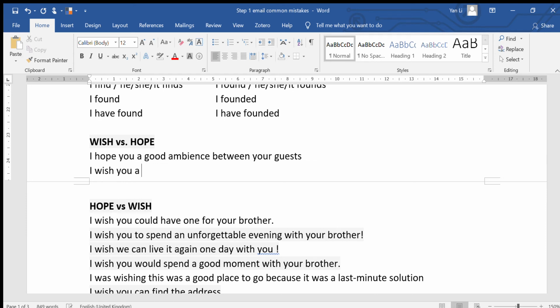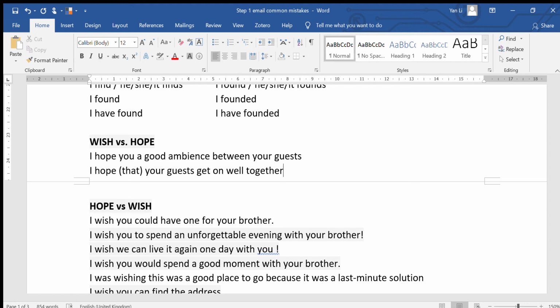So even if you could say "I wish you a good ambiance between your guests," I mean, it kind of makes sense, but it's very French anyway. I wouldn't use this. I would use "I hope that your guests get on well together." The "that" is optional, but I use it. And this is much more natural in English.